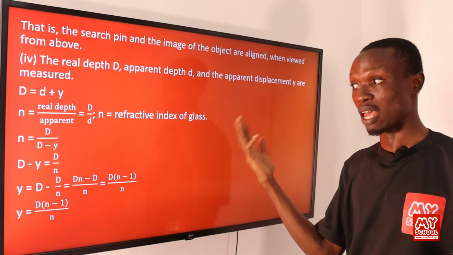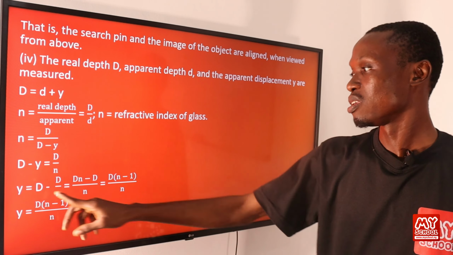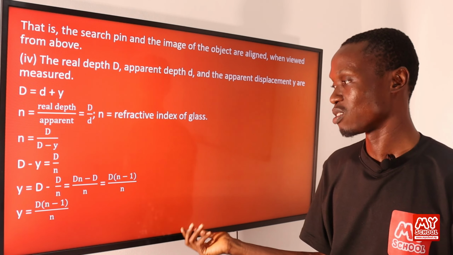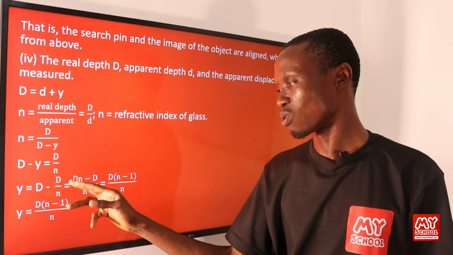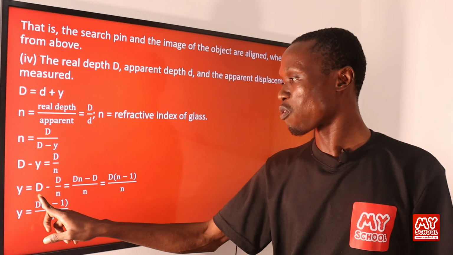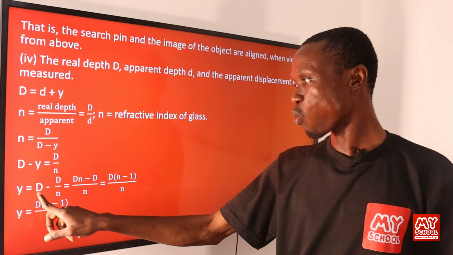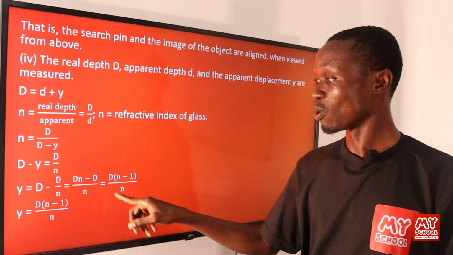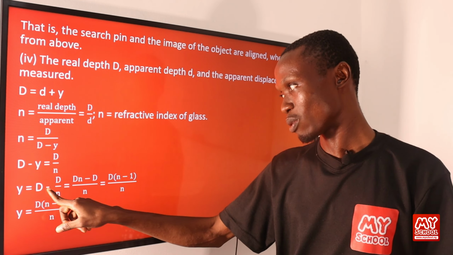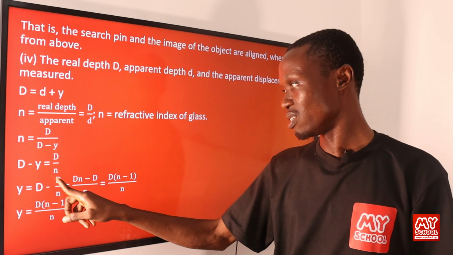If y is equal to x, it also means that x is equal to y. So here y is equal to D minus D all over n. Here we can decide to solve this small fraction. To solve it, this D here is also over 1, so the LCM of 1 and n is n. 1 divided by n, times D, will be Dn. Then this minus sign, then n divided by n is 1, and 1 times D is equal to D.